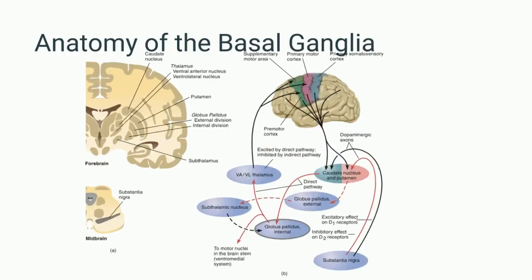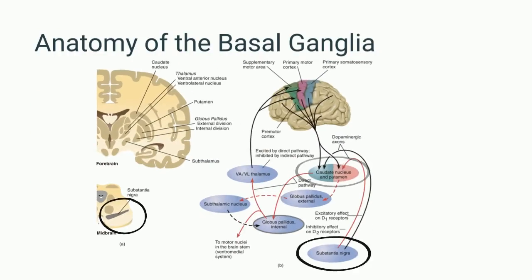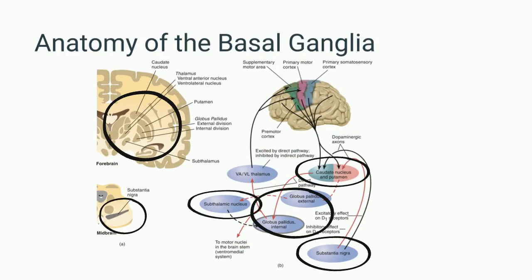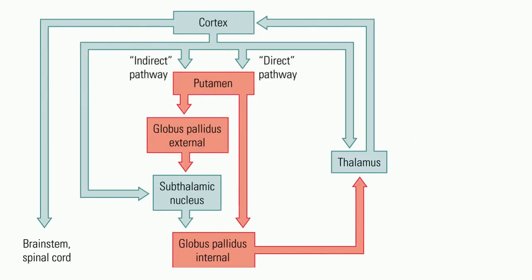This system begins with the substantia nigra, which projects to the caudate nucleus and putamen, as well as the globus pallidus. Projections then include the subthalamic nucleus and VA-VL nuclei of the thalamus, before projecting back to cortical regions. You see here the same system in schematic form, pointing out the direct pathway versus the indirect pathway.